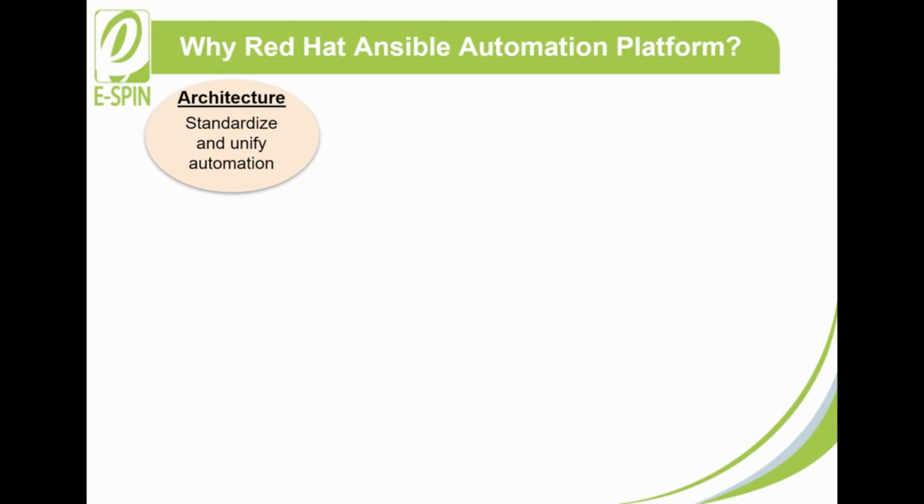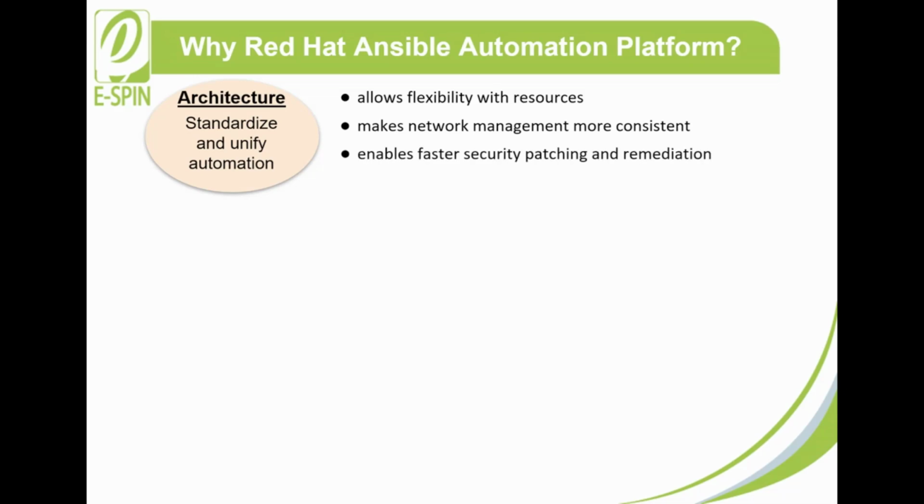The outcomes of Red Hat Ansible Automation Platform include: standardize and unify automation. Red Hat Ansible Automation Platform lets you standardize automation, allows flexibility with resources by automating provisioning for cloud providers, storage solutions, and infrastructure components, makes network management more consistent, and enables faster security patching and remediation.